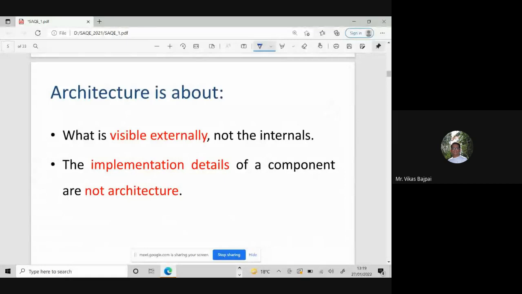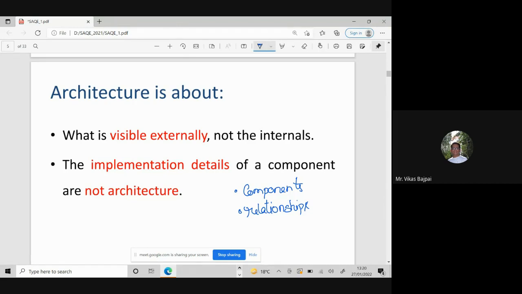Now, when we say architecture of a system, it describes the major components, right? So that means I'm dealing with the components, and the relationships among these components, and how these things are going to interact with each other.